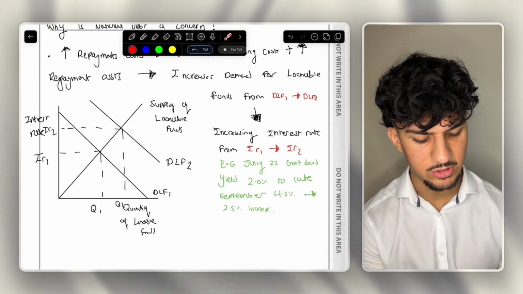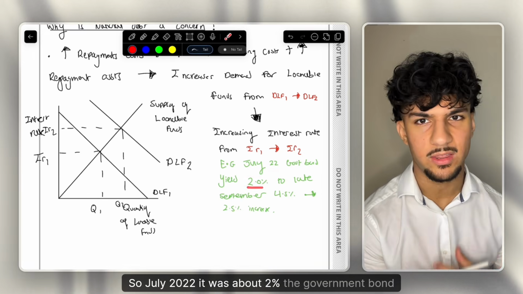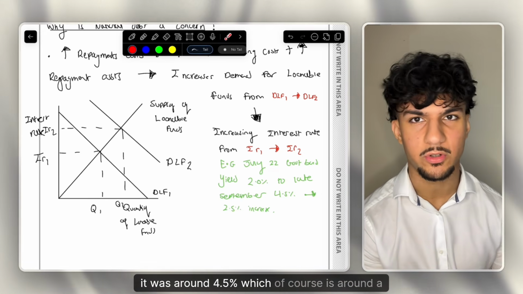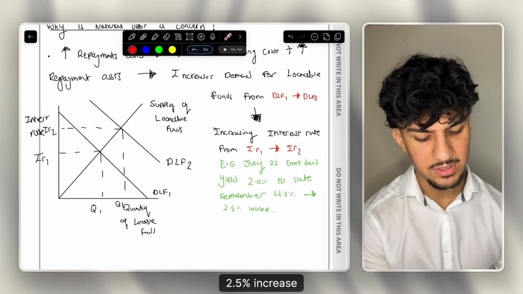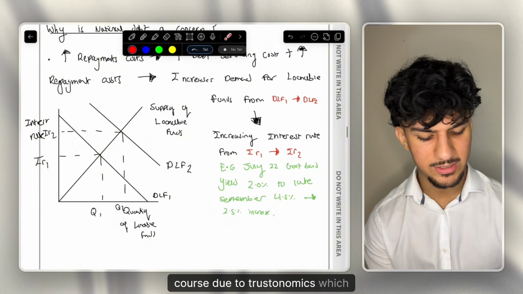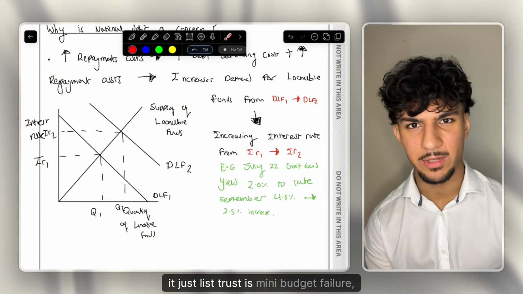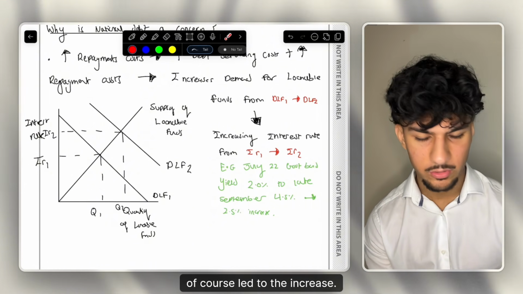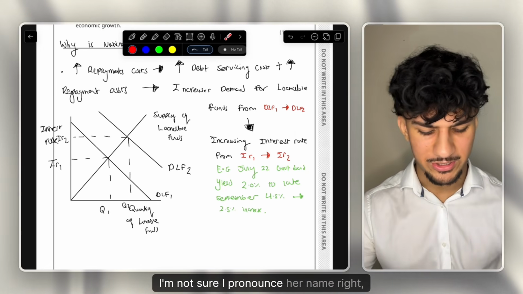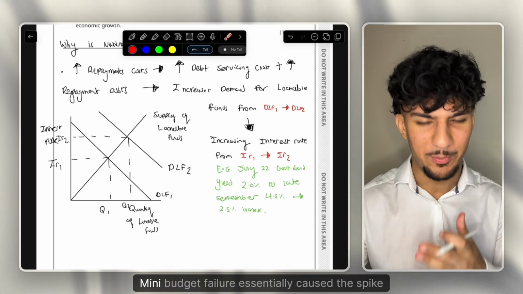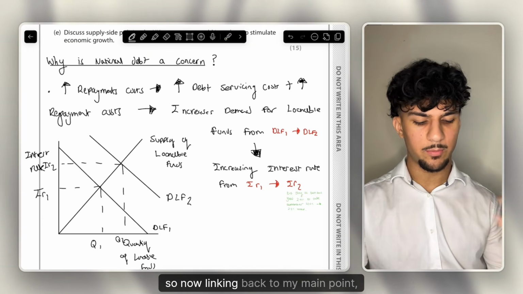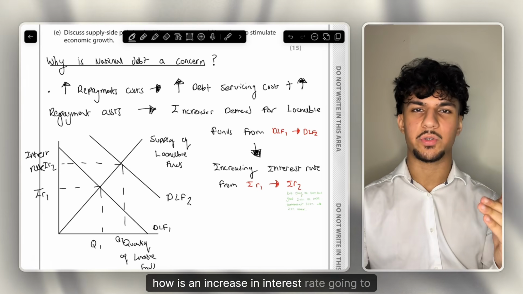So I'll just pull out 2 points there. So July 2022, it was about 2% the government bond yield, and then in September, it was around 4.5%, which of course is around a 2.5% increase. And for some real world application, that was of course due to Trussonomics, which is Liz Truss's mini budget failure, which led to the increase in the interest rate on government bonds. I'm not sure I pronounced her name right, but Liz Truss's mini budget failure essentially caused the spike in interest rates on government bonds.